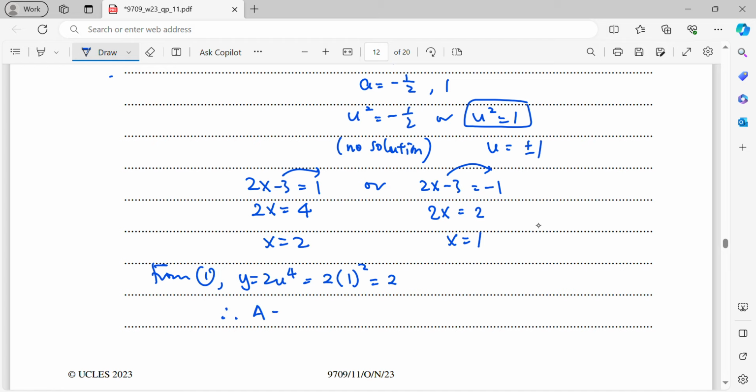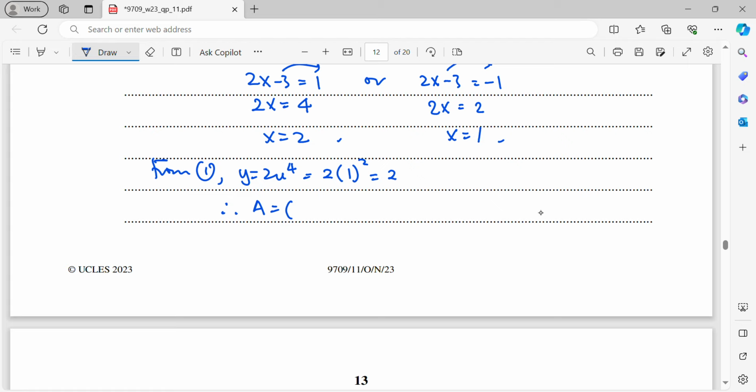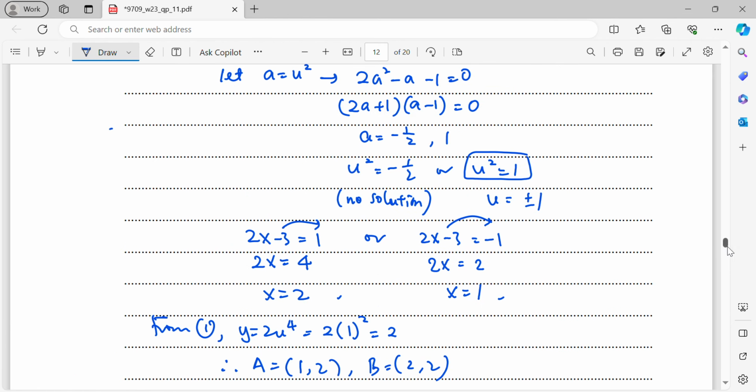Therefore, for point A, now let's look at the graph. Now you are getting x equals 1 and 2. So obviously the x coordinate of A is 1, and B will be 2. So here it will be (1, 2), and then B is going to be (2, 2). So that will be the solution of the question.